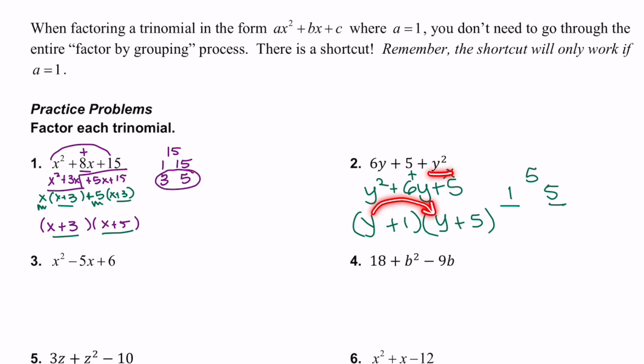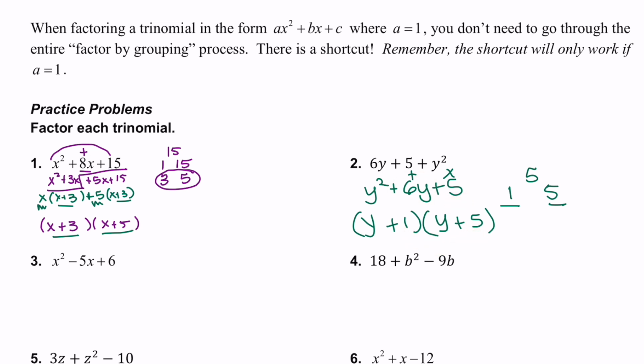Y times y is y squared. Y times 5 is 5y. And 1 times y is 1y. When you add those together, you get 6y, and 1 times 5 gives you the 5 at the end.